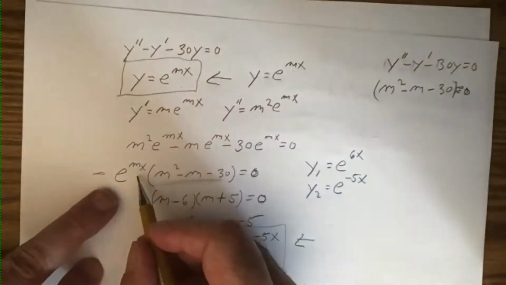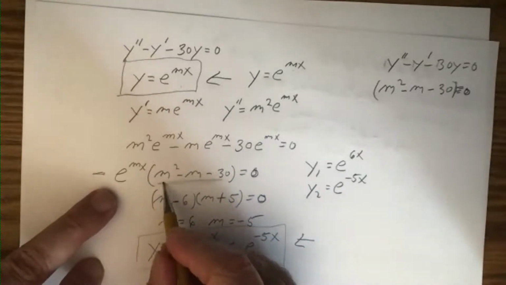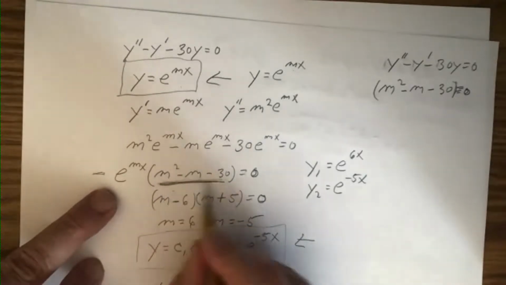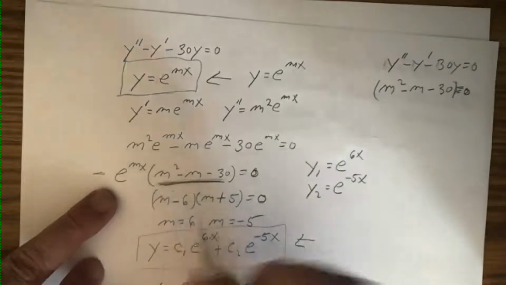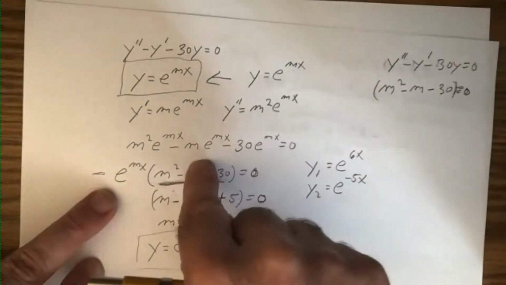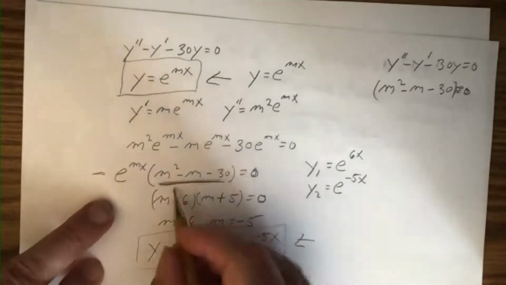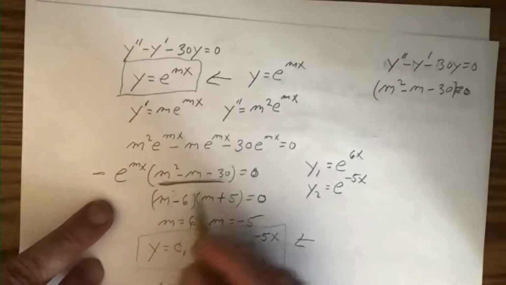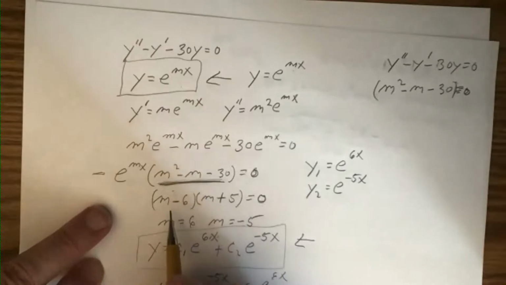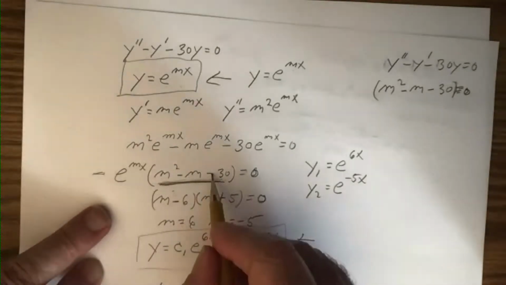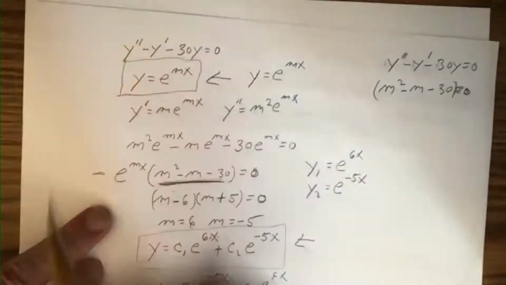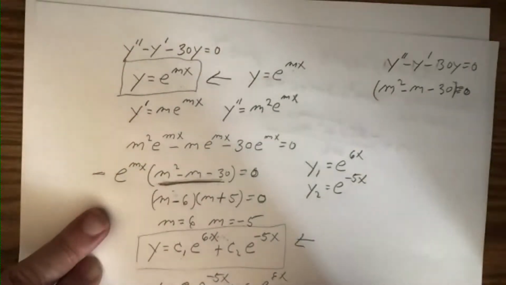This can't be 0, right? So that's telling me this has to be 0. I'm factoring this out, right? If this is going to be a solution, then this can't be 0. So this has to be 0. The only way this could be 0 is if m is equal to 6 and m is equal to minus 5. So that's going to give me my solution to the differential equation. Does that make sense?